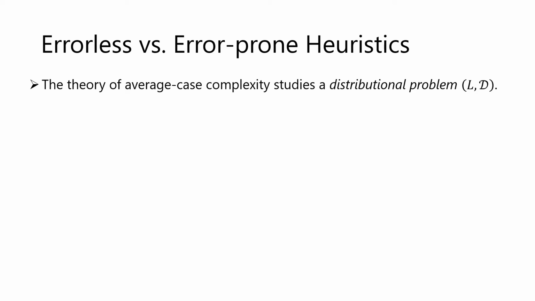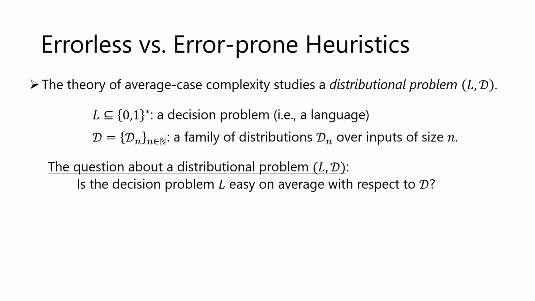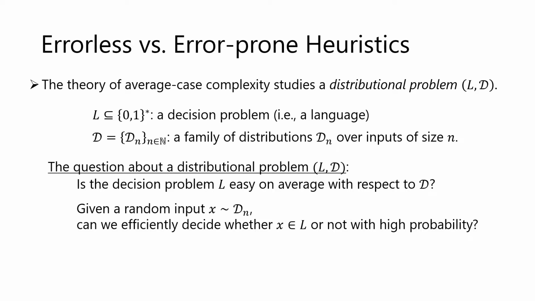In the theory of average complexity, we study a distributional problem, which is a pair of a decision problem L and the family of distributions D over instances of L. In the average complexity, we ask the following question. Is the decision problem L easy on average with respect to the distribution D? More specifically, let's say you are given a random input X, which is drawn from the distribution D. Can we decide whether X is in the range L or not with high probability efficiently?